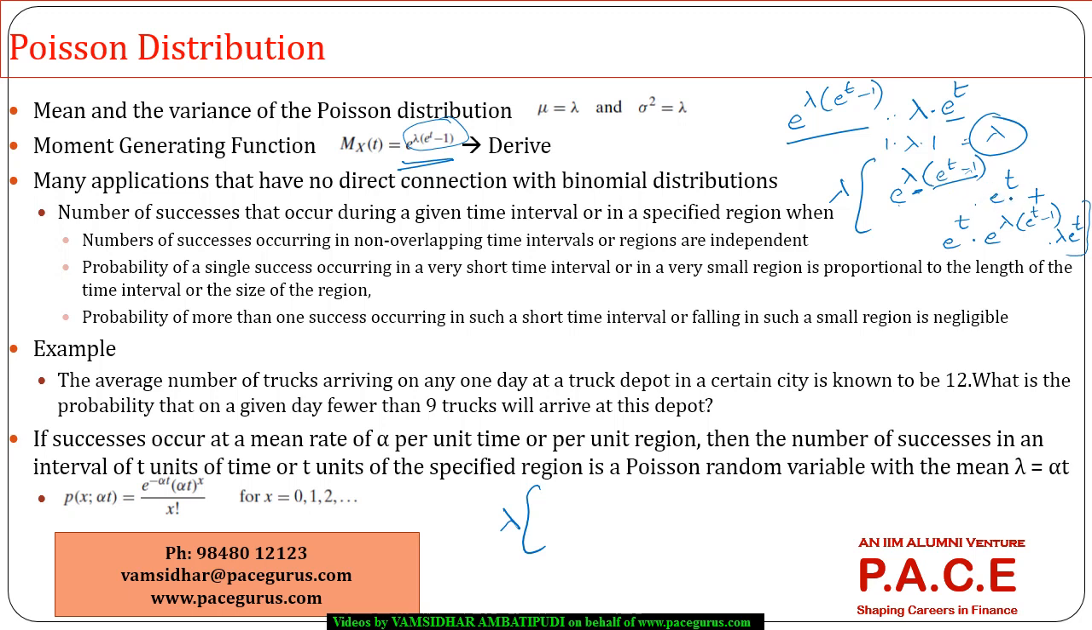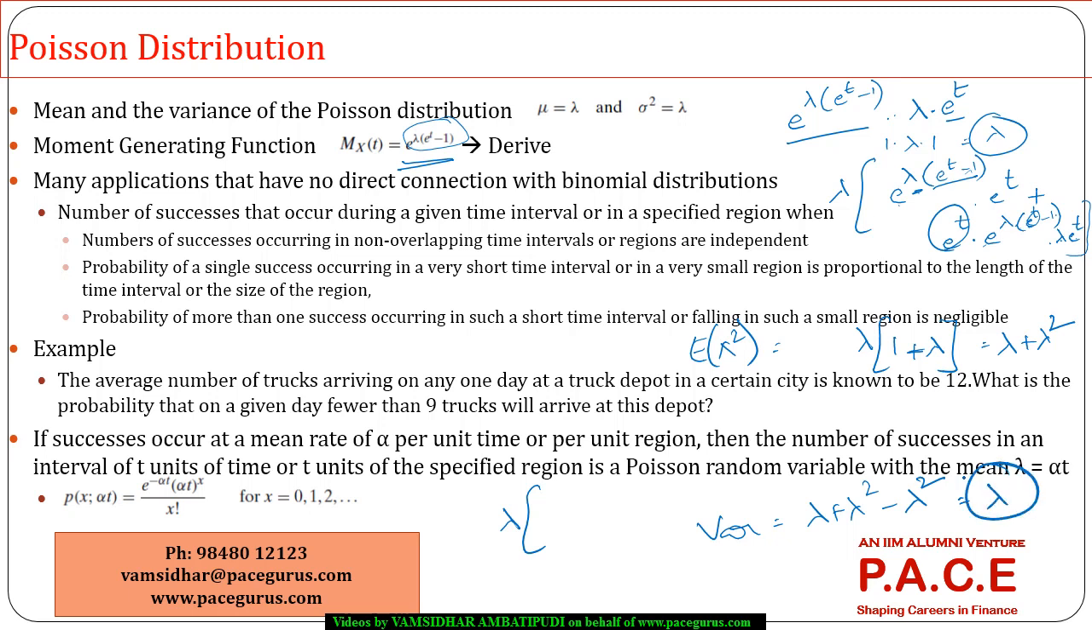1 into e power 0, 1. So this whole thing is becoming 1 plus, then e power 0 is 1, 1 minus 1 is 0, e power 0 is also 1, lambda e power 0, so this is lambda. Which is working out as lambda plus lambda square, that is the expected value of x square. Now if I want to find out the variance, it is nothing but expected value of x squared minus expected value of x whole square, which is again working out to be lambda itself.